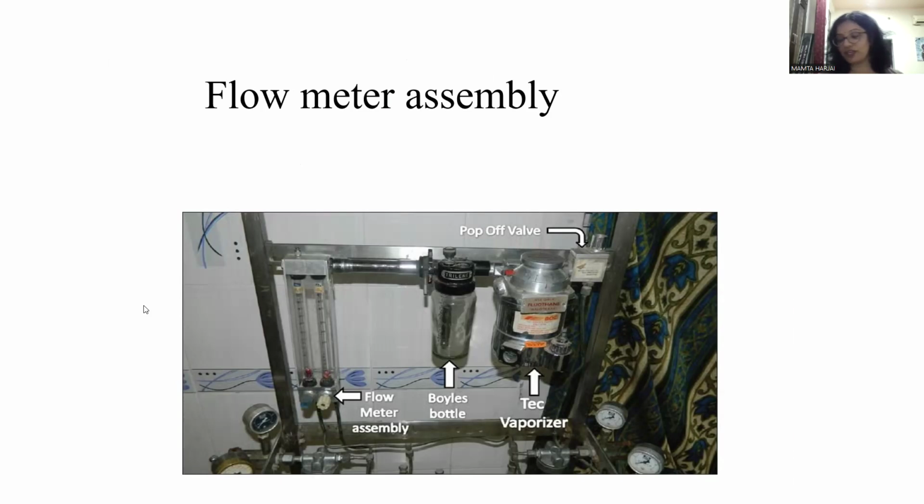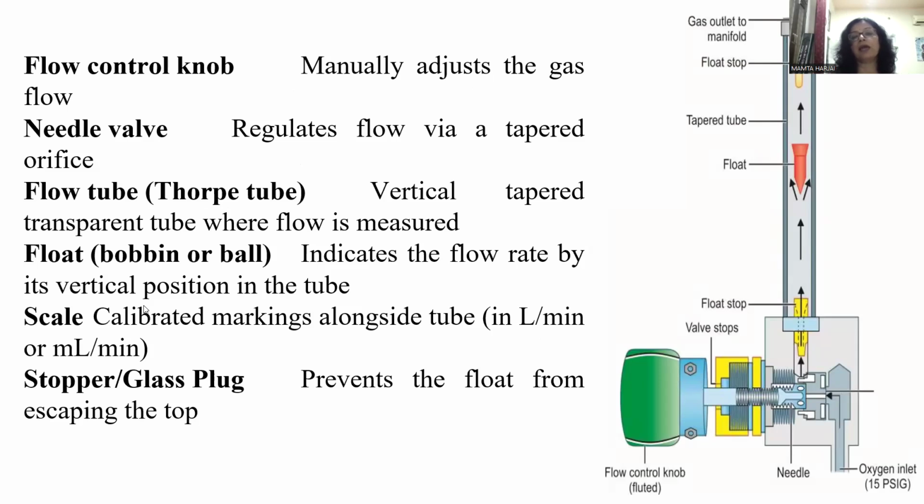Another use of laminar and turbulent flow comes into the picture when we talk about the flow meter assembly. Every one of us, day and night, is using this flow meter assembly. There's a flow control knob and a needle valve which regulates the flow via a tapered orifice. There's a flow tube called Thorpe's tube. Then there's a bobbin or a float, which can be a ball also. Then there are calibrated markings on a scale, and a stopper or a glass plug to prevent the float from escaping the top.